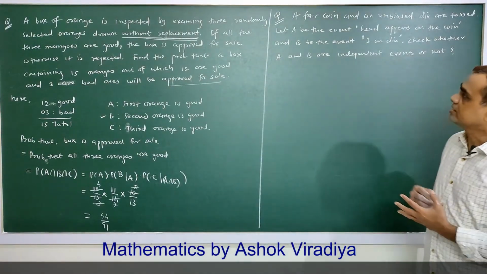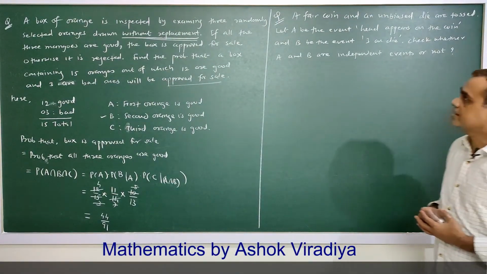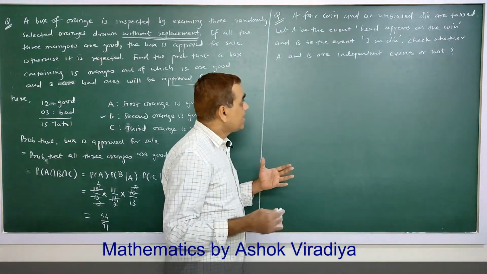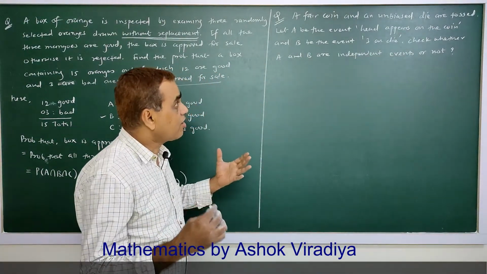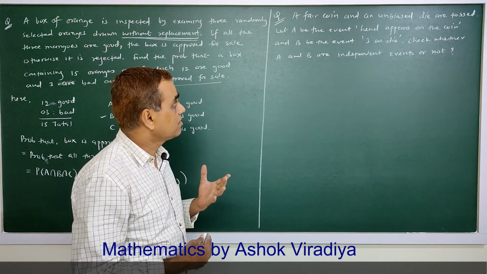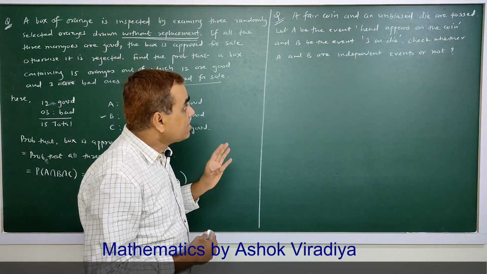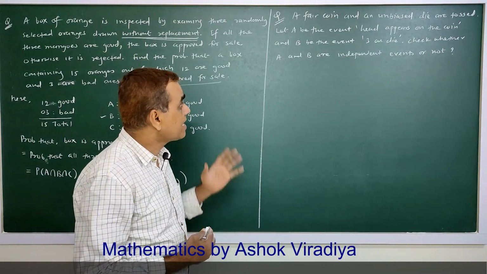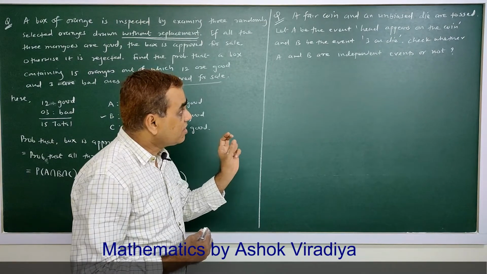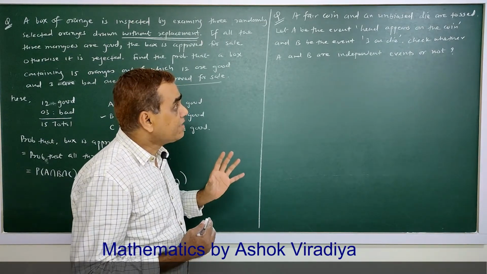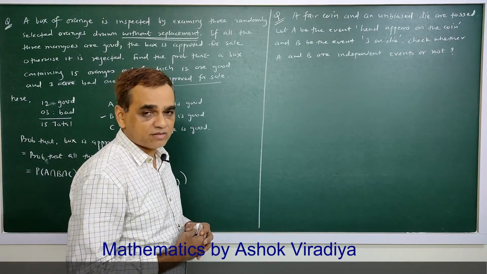Now in this question, let a fair coin and an unbiased die be tossed. 2 objects are tossed. Let A be the event head appears on the coin and B be the event 3 on die. Check whether A and B are independent or not.